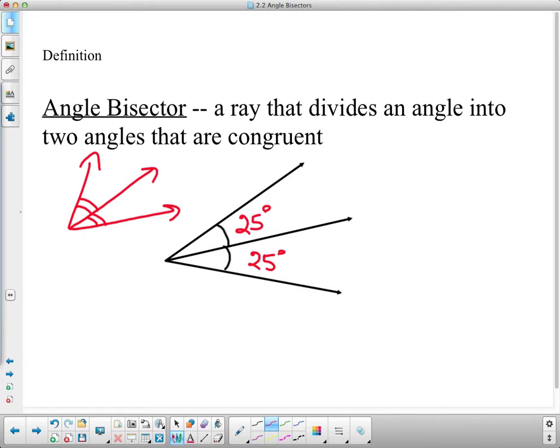So you're really just doing some multiplying by 2 or dividing by 2. It's kind of like bisect. It is exactly bisecting, but with an angle.